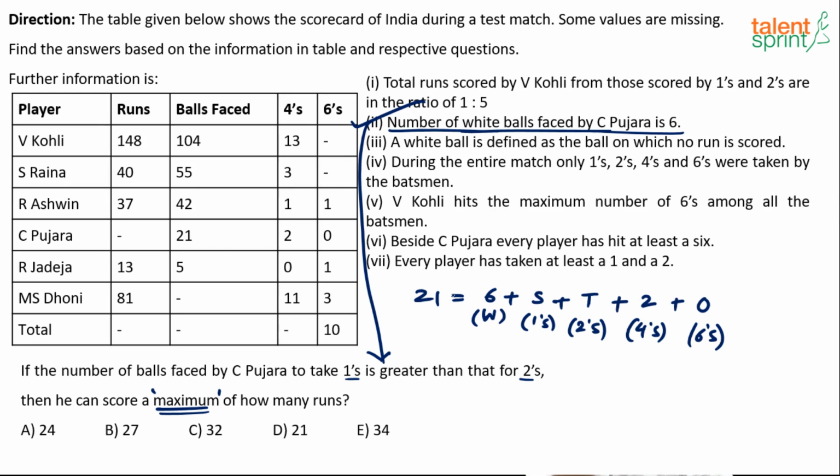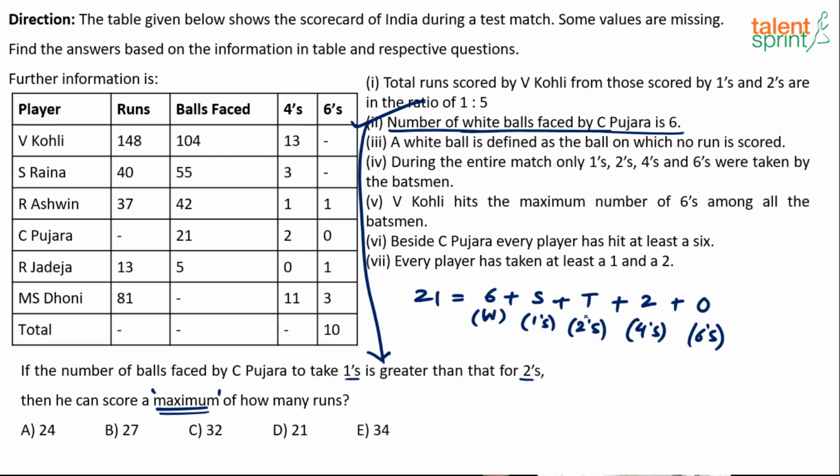I'm trying to get his equation, balance the total number of balls that Pujara has faced. He has faced 21 balls. Out of these 21 balls, 6 balls were dot balls. 2 balls he has scored 4s. 0 balls he has scored 6s. Remaining balls were for singles and twos.